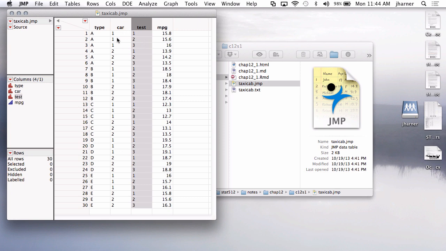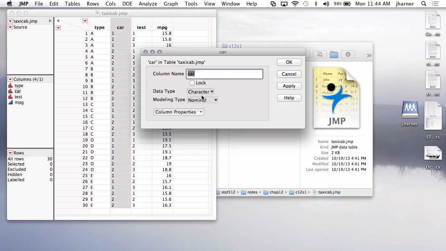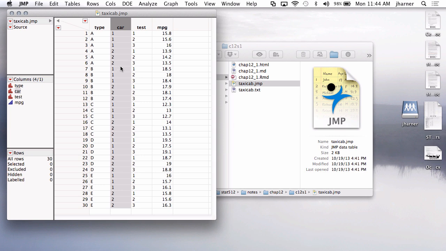notice that, just to point out something about JMP, these three are justified to the left. That means they're character. What I did was, by default, they came up as numeric, but I went in and changed it to character. So that's why I can tell they're character by looking at it, even though they're 1s, 2s, and 3s. That's because I forced it to be character. On the other hand, miles per gallon is right justified, which indicates it's numeric.